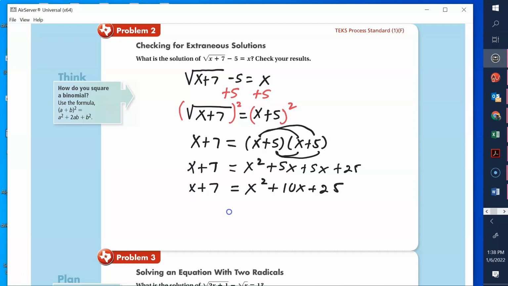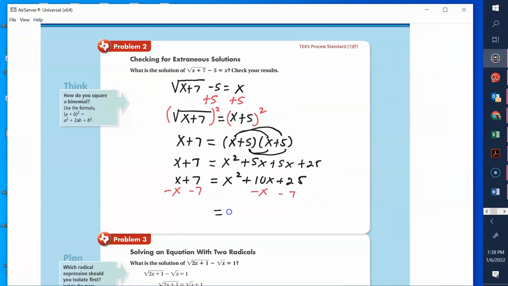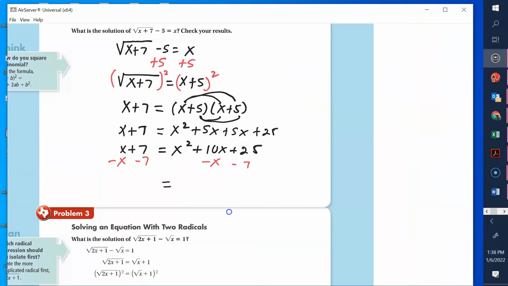You see the left side? We need that to be gone, right? So how do we eliminate the left side? Subtract what? x. Subtract 7. What do you subtract x from? 10. What do you subtract 7 from? 25. What do you have left on the left side? 0. On the right side, what are you left with? x squared. What is 10x minus x? 25 minus 7? How do we solve this?